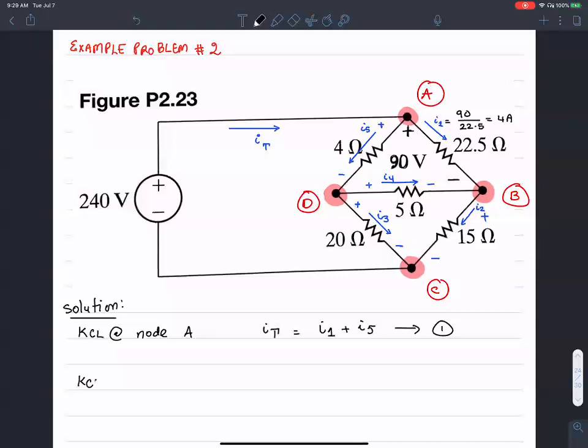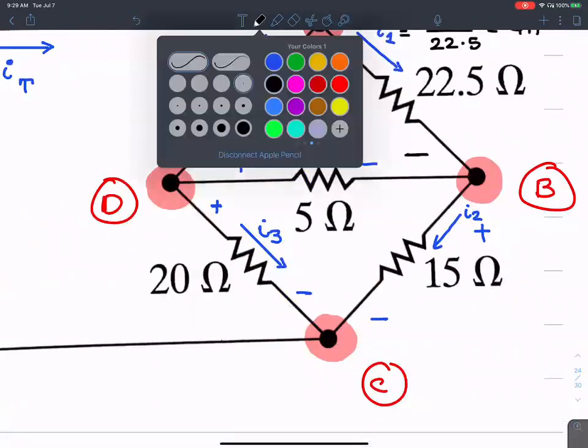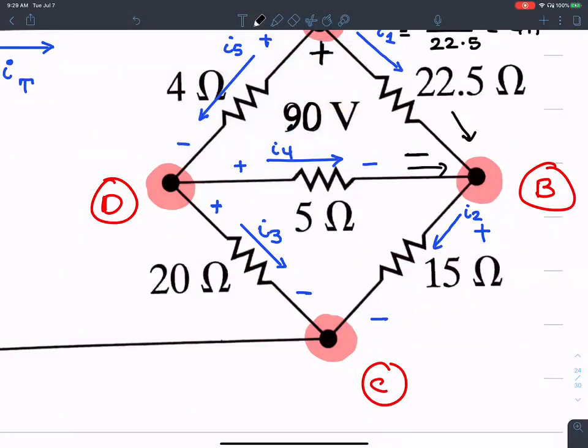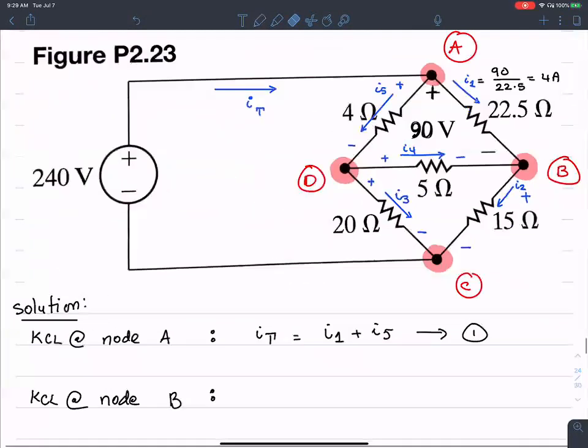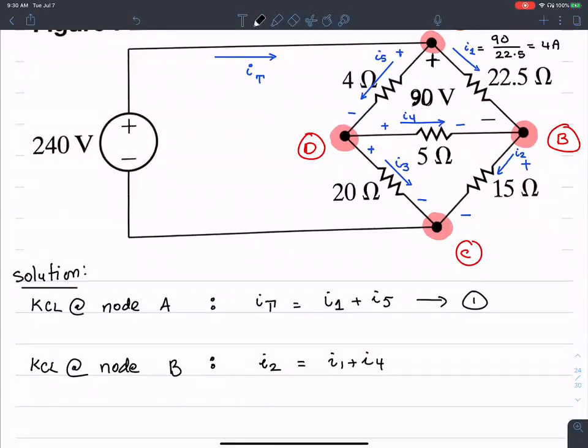I can also set up KCL at node B. The current coming in is this guy and this guy. That should equal I2. So the idea is, I2, the current leaving, should equal the current coming in, I1 plus I4. I1 is again 4 amperes. Did I forget anything else? Okay, I2 is I1 plus I4.